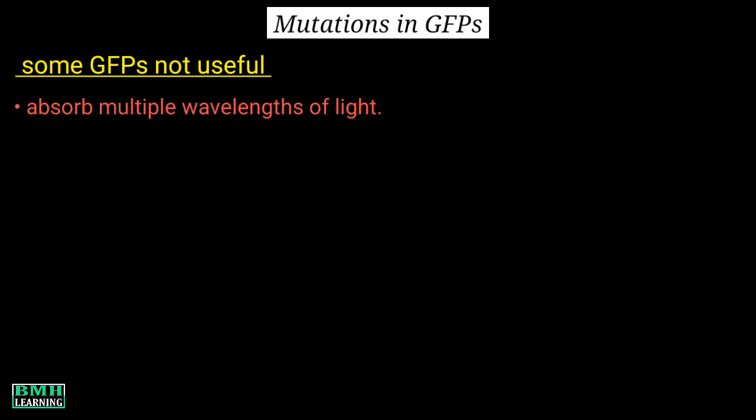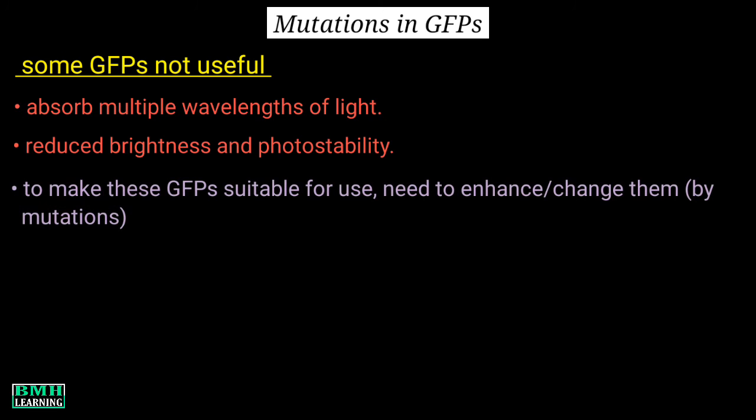Now, there are many types of GFPs and some of these are not useful for us because they absorb multiple wavelengths of light, which makes them unsuitable for fluorescence microscopy. And also some GFPs show reduced brightness and photostability. So to make these GFPs suitable for use, we need to enhance them. And that's done by causing mutations in them.